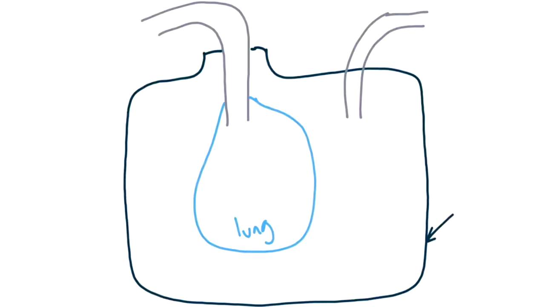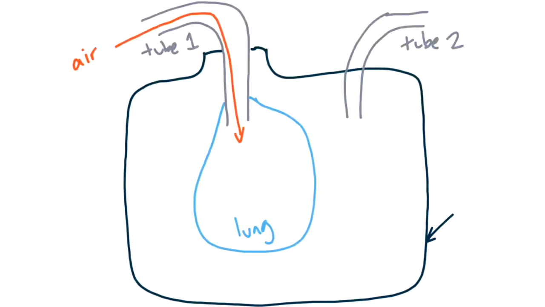There are also two tubes. We'll call this tube that goes directly into the lungs tube 1, and this tube on the outside of the lungs, tube 2. Let's say that the pressure inside the container, inside the lungs, and in the atmosphere are all equal. Now imagine that someone is blowing air into tube 1. What would happen to the lungs? Well, the positive pressure entering the lungs would exert a force on the lungs, causing them to expand.